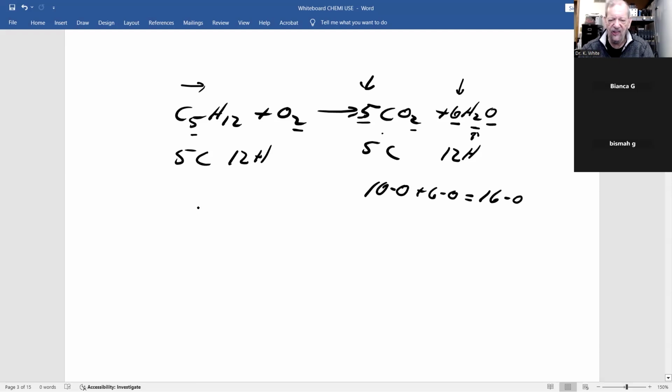Well, in order to get 16 oxygen on this side, I'll put an 8 in front. 8 times 2 would be 16 oxygen. And now before I go away, I'll check my math. 5 carbons, 12 hydrogen, 12 hydrogen, 16 oxygen, 16 oxygen. Yay, it's balanced. And you should know how to do that.